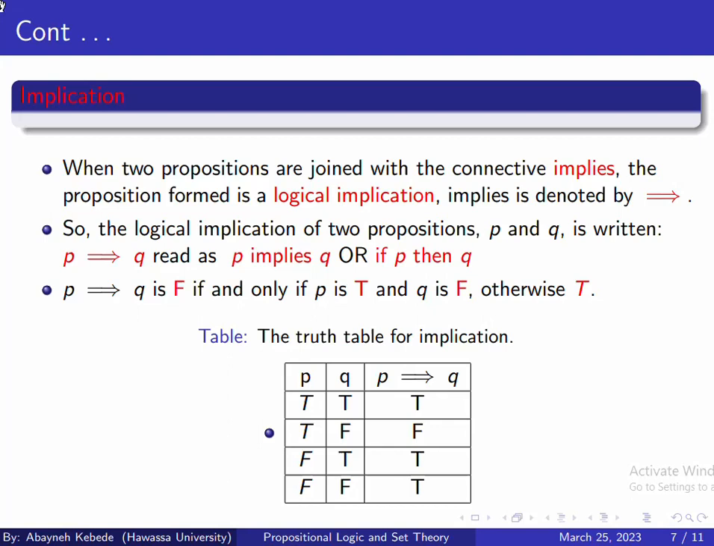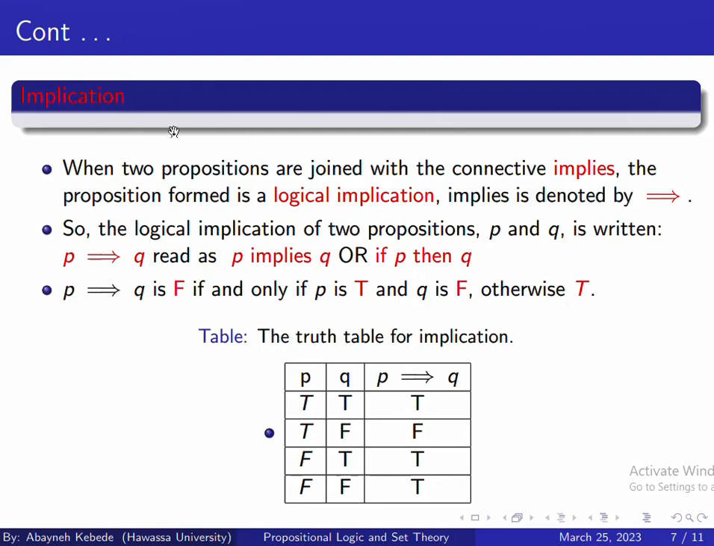Next, the other type of logical connective, which is called implication. Implication can be defined as follows. When two propositions are joined with the connective implies, the proposition formed is a logical implication, and the connective implies is denoted by a symbol like this.